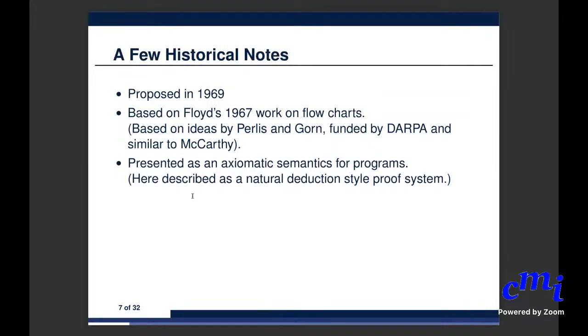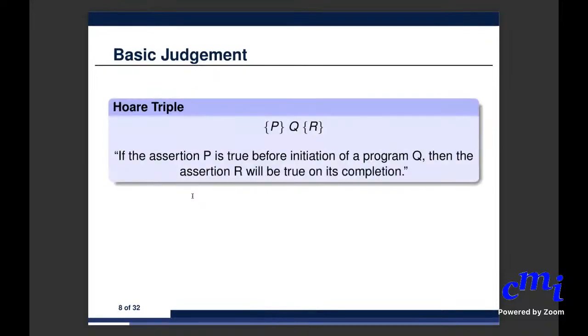Okay, it was done by two people around the late 60s. Okay, the basic judgment that Hoare logic is built on, and it means to define, is what is called a Hoare triple. Okay, I've been mentioning it informally, but it is written this way. That is, here Q is a program, P and R are formulas.